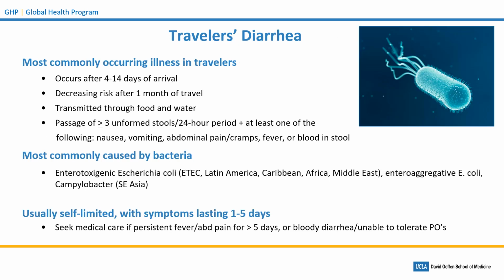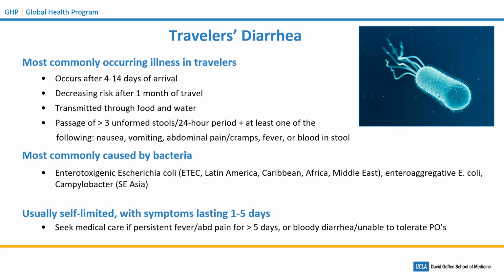So this is a big topic, traveler's diarrhea, and I'm sure all of you have experienced this in your life. This is the most commonly occurring illness in travelers and usually occurs within the first few days to up to 2 weeks of arrival, and then the risk decreases thereafter. Pathogens are transmitted through food and water, and I won't recite the definition of traveler's diarrhea, but it's there for your information.